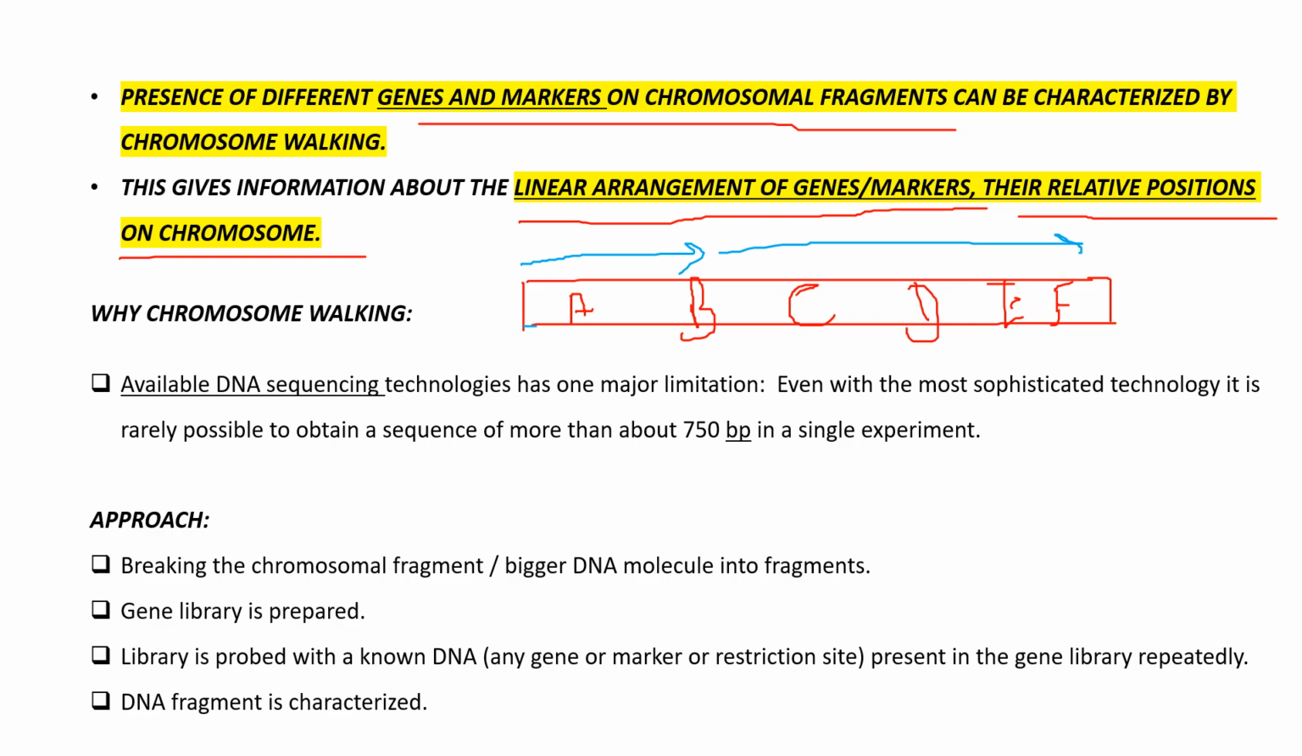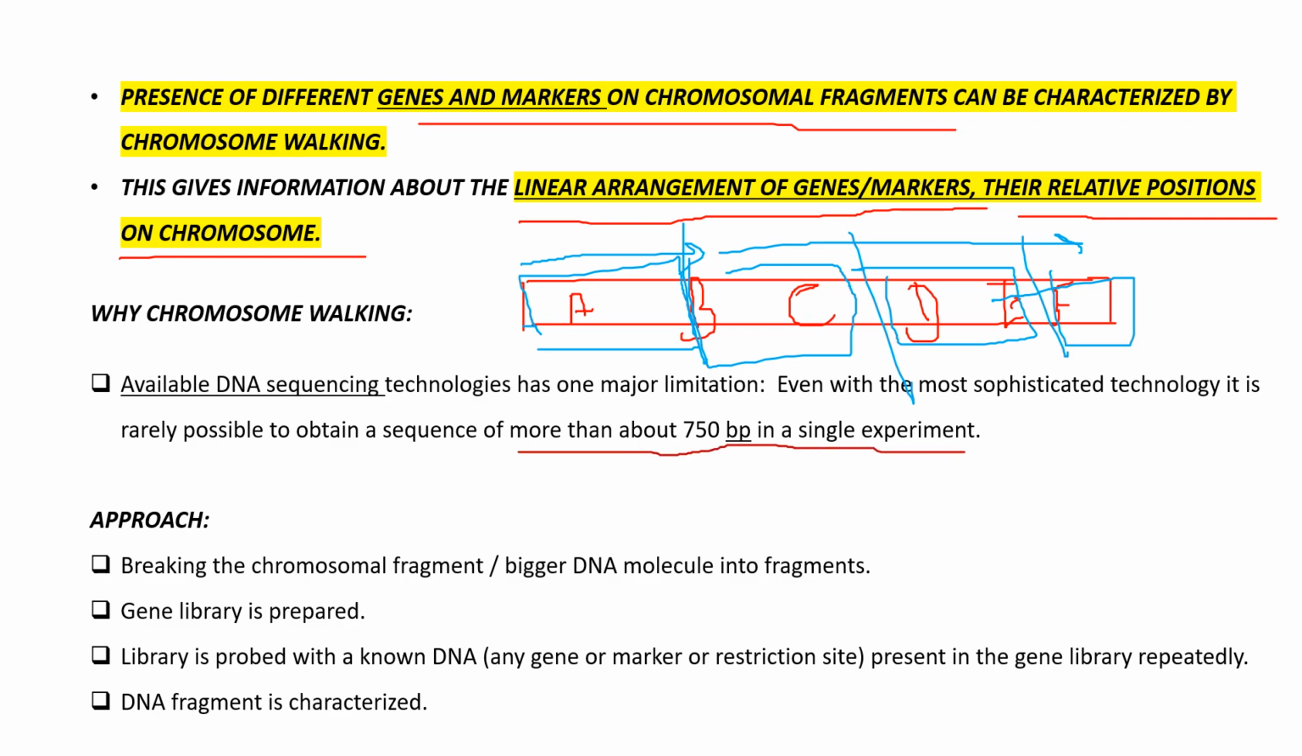For this, the shotgun method is applied, in which this large DNA fragment is broken into smaller parts, and these smaller parts are characterized for their DNA sequence and different markers, and then a master sequence is prepared. But the major limitation of sequencing technologies is that no method can sequence more than 750 base pair DNA fragment in a single experiment. So you need to adopt different strategies. So what are those strategies?